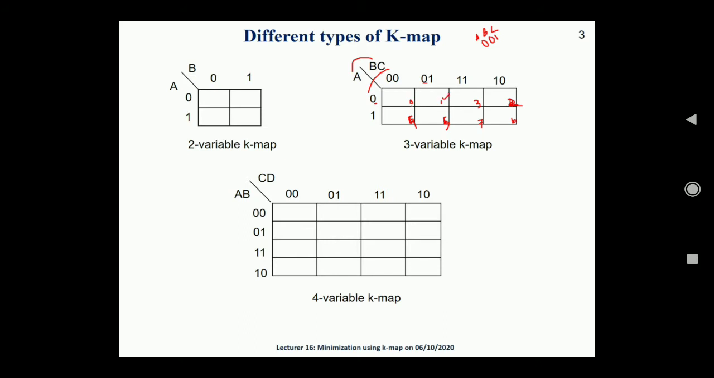And 0, 1, 1 means what? This one is 3. And 0, 1, 0 means what? This one is 2. And 1, 0, 0 means 4. 1, 0, 1 means 5. 1, 1, 0 means 6. And 1, 1, 1 means 7.